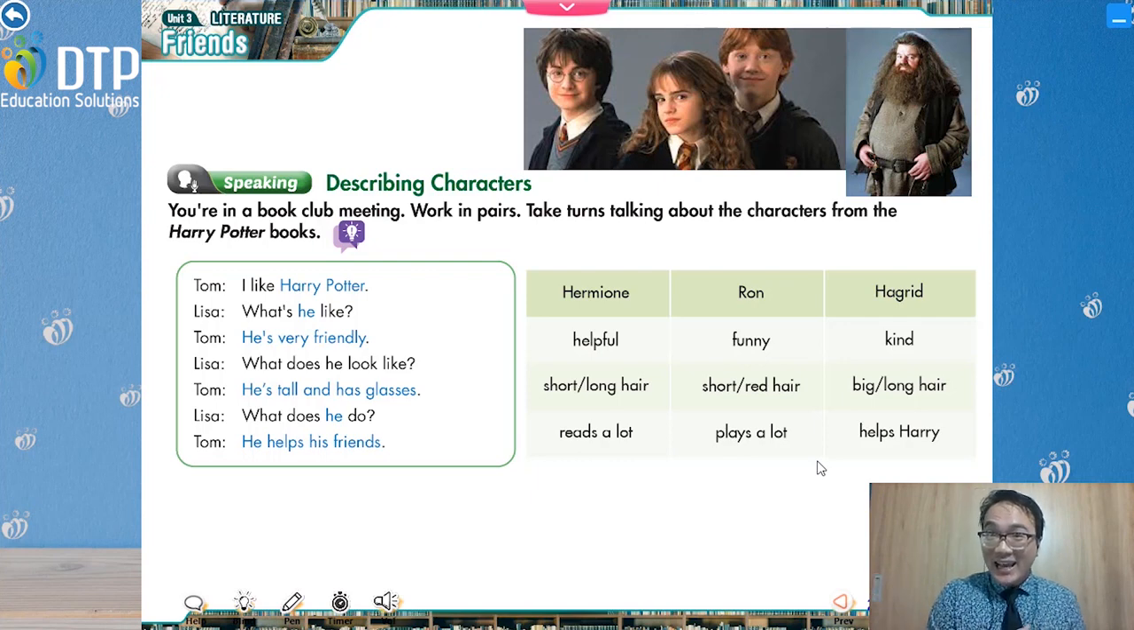Is it easy? Yes. Now we are in a book club meeting. Now you can substitute the blue words with the words from our boxes here.